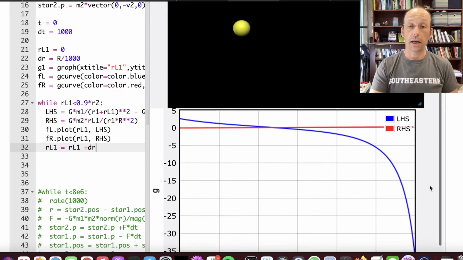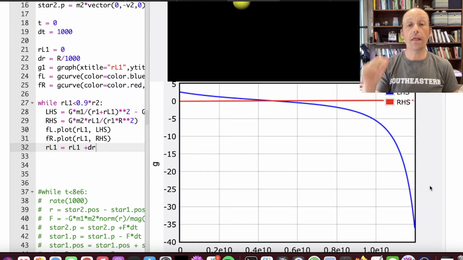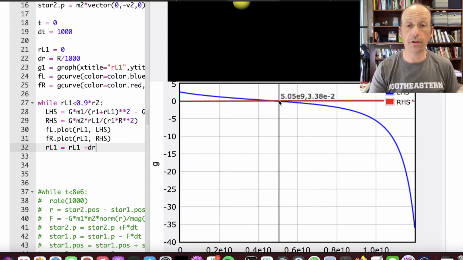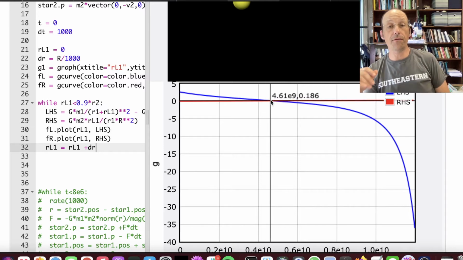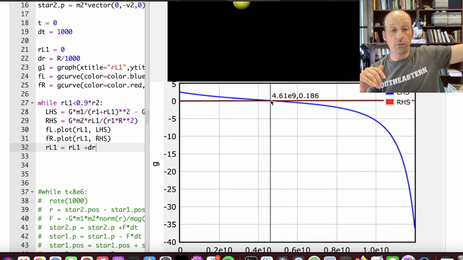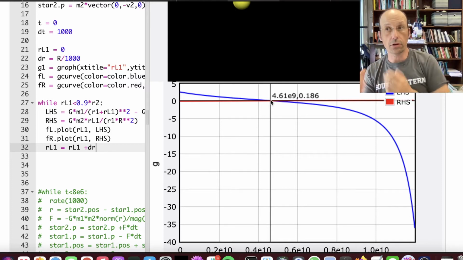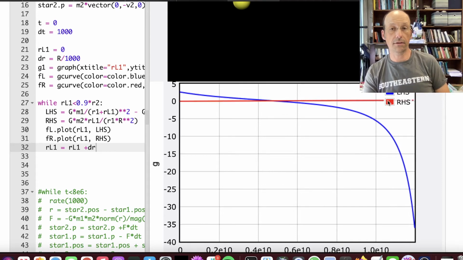Okay, so that really worked. And you can see here where they cross, where the two sides are equal. You'll also notice something very important. It starts off with a small r, and then it goes up to larger and larger r. During that time, the left-hand side is greater than the right-hand side. The right-hand side is tiny.